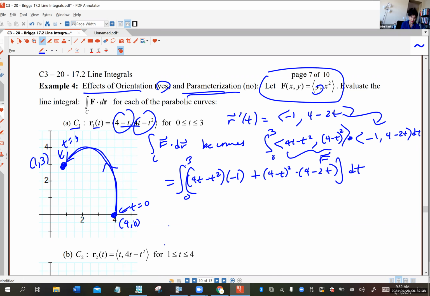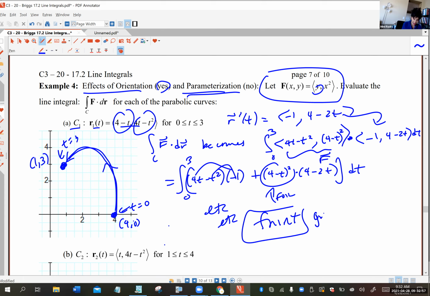Yuck. Okay, I'm tired already just looking at this. It's going to require a lot of work. You're going to have to FOIL this out and then distribute and let's just say et cetera, et cetera. Now, folks, when you get something like this on a test, I'm okay with you whipping out your graphing calculator and using the FNINT on your graphing calculator. Now, some of the integrals, I don't let you do that.